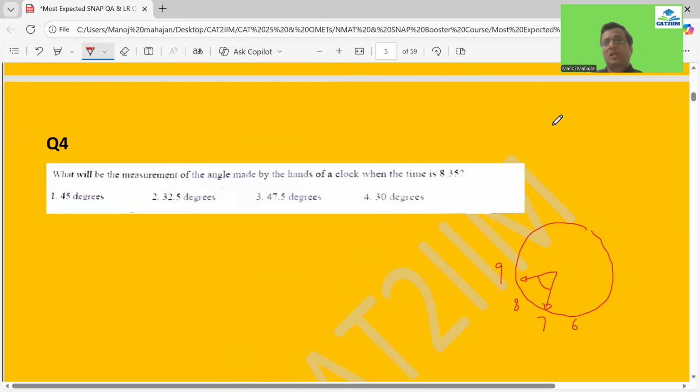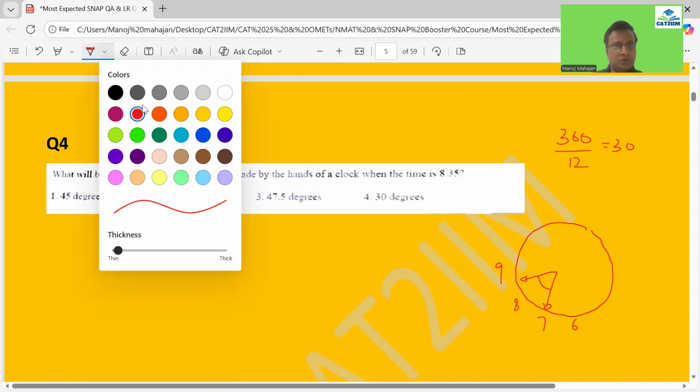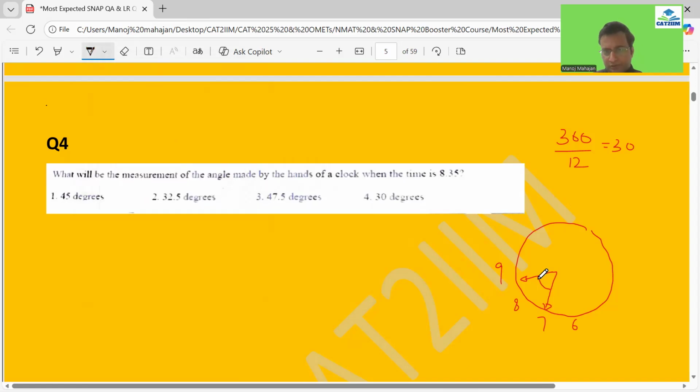So there are 12 divisions. Every division, if I look over here, would be of 30 degrees. You should be aware of that. One thing is very sure: let's say the hour hand was at 8 o'clock, and in that case, the minute hand would be at 12. I'm just denoting it with the green color here. So this would be one division, 30 degrees. So definitely the answer would be more than 30.